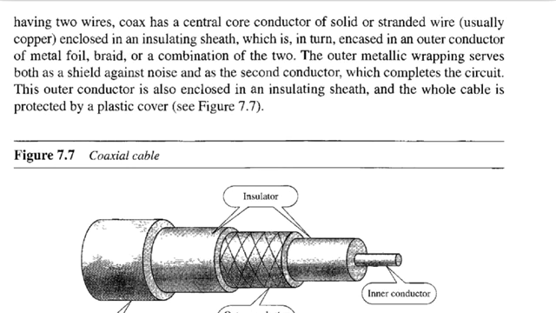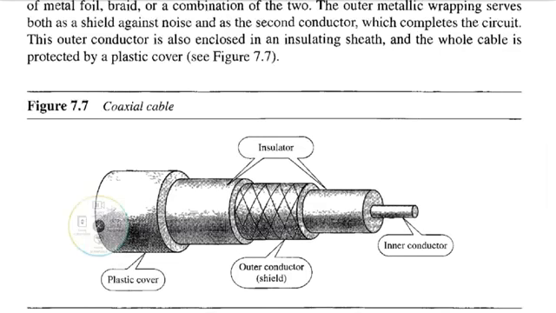The outer metallic wrapping serves both as shield against noise and as the second conductor, which completes the circuit. This outer conductor is also enclosed in an insulated sheath, and the whole cable is protected by a plastic cover. Coaxial cable. It has inner conductor, insulator, outer conductor, and plastic cover.